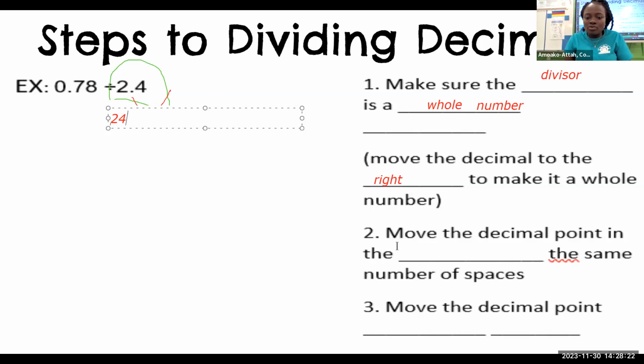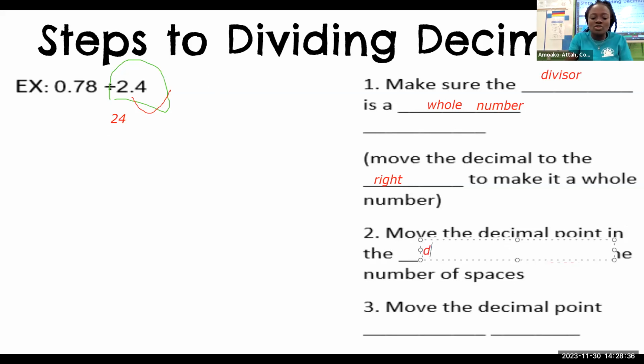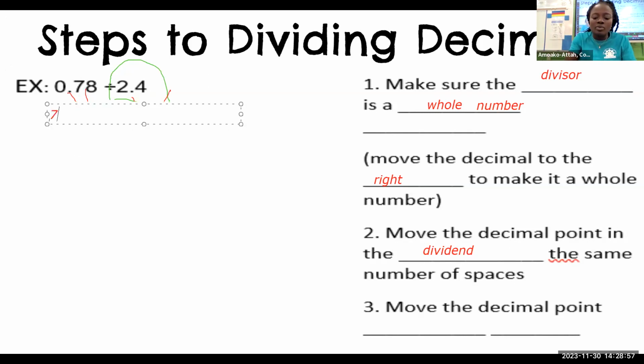But don't forget, number 2, move the decimal point in the dividend the same number of steps. So after whatever you do to the divisor, you do the same thing to the dividend, right? As you move it to the right once, you're going to move it to the right once in the dividend as well. Which one is the dividend? So now we are going to get 7.8, or 7 and 8 tenths.